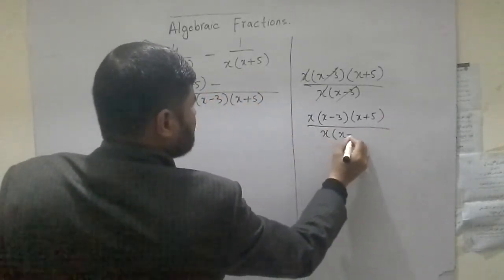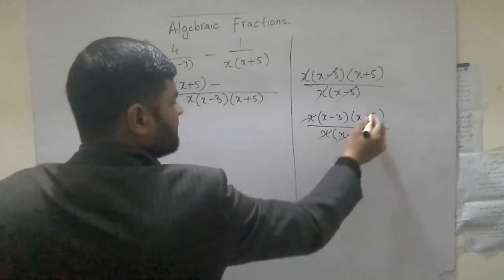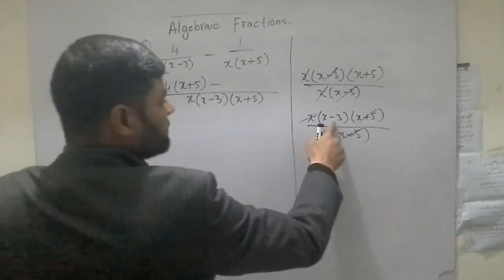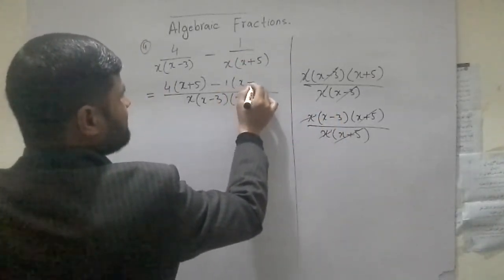So x into x plus 5. Now this x will be cancelled with this x, and x plus 5 will be cancelled with this. You will be left over with x minus 3, so this needs to be multiplied with 1. So 1 into x minus 3.